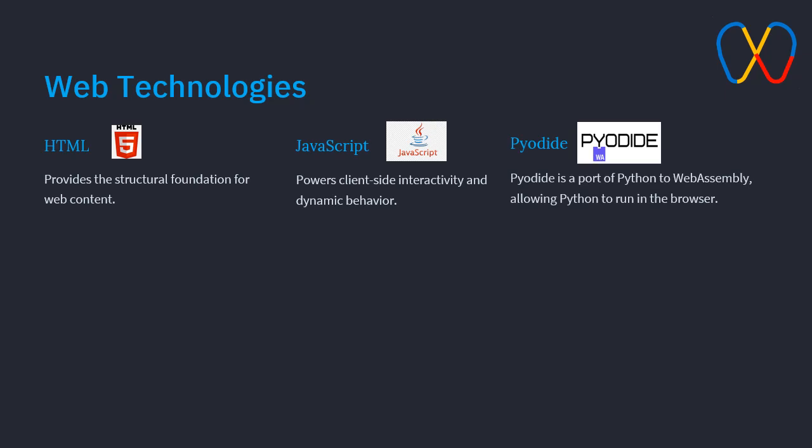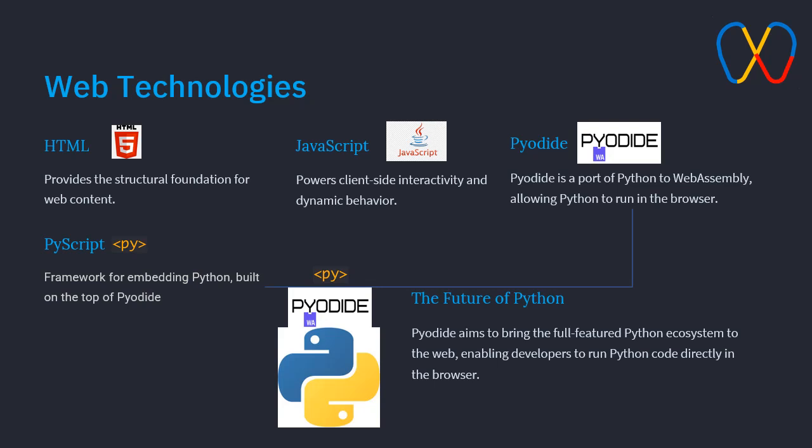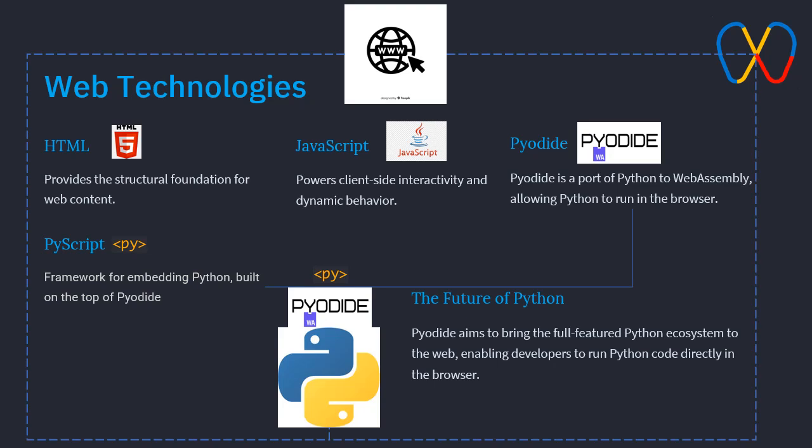So what is Pyodide? Pyodide is a port of Python to WebAssembly, allowing Python to run in the browser. PyScript is a framework for embedding Python, built on top of Pyodide. The future of Python in web is that Pyodide aims to bring the full-featured Python ecosystem to the web, enabling developers to run Python code directly in the browser.